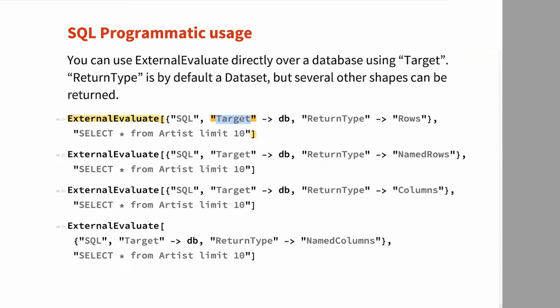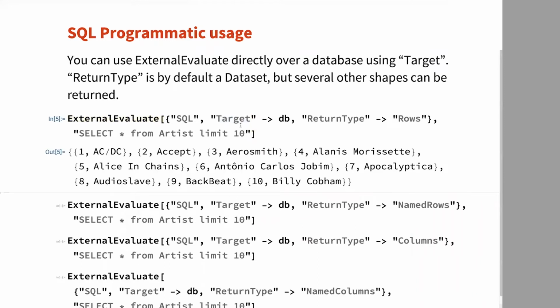Normally, by default, the return type is going to be a dataset, but you can return data in other shapes. So this is going to be the same query, first and artist of the database. The return type here is row. So you see that this is going to be just a list of lists where every inner list is going to be one row. So first artist is AC/DC, second artist Accept, third artist Aerosmith, etc.